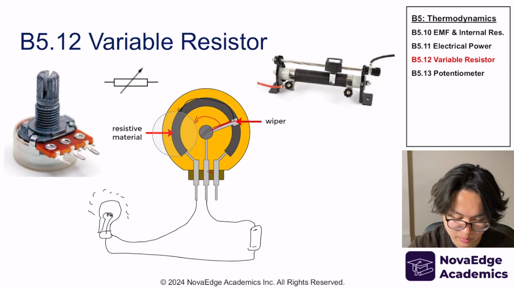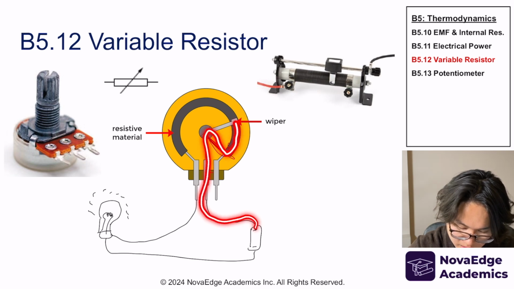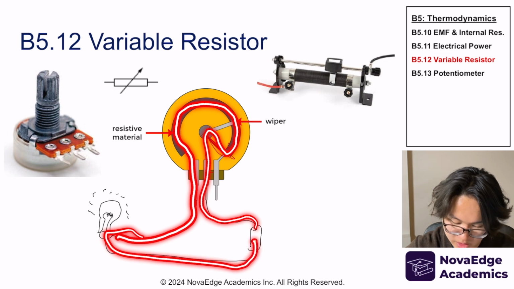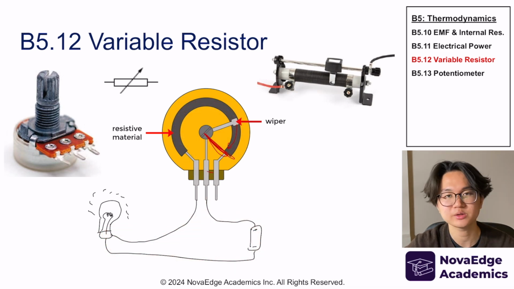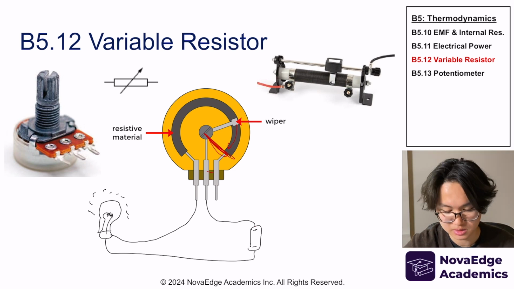Same thing, let's say I bring it to this side. So now I have it here. Okay, what happens? Well, now the power source is going to go through this entire resistive material. So I'm making it longer and making the resistance higher. If I make the resistance higher, I'm going to be decreasing the total current. So that's actually going to dim the light, right? So that's how it actually works.